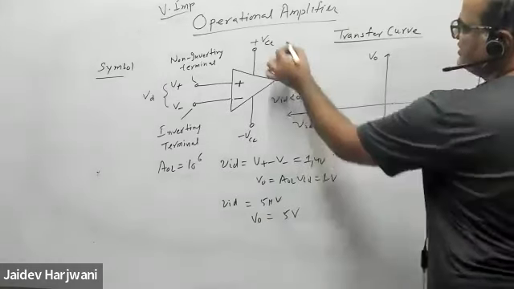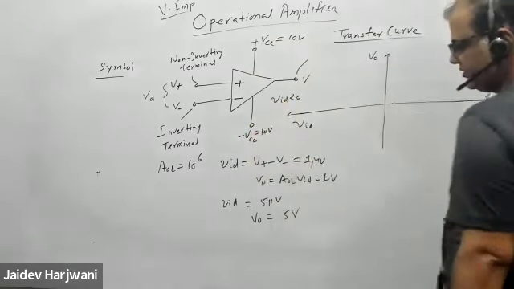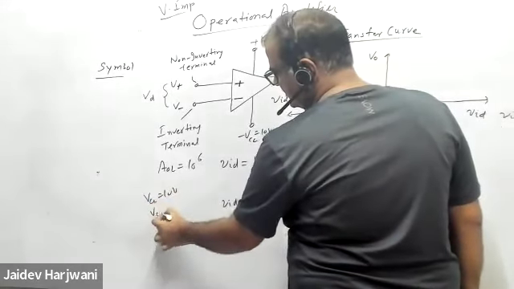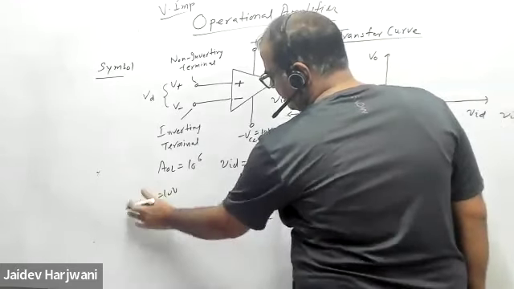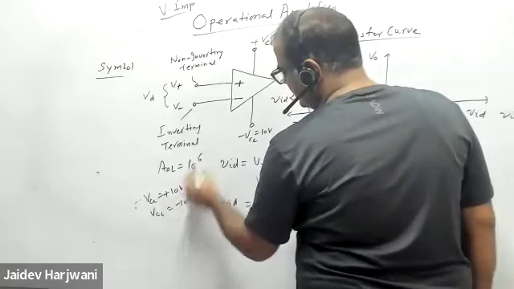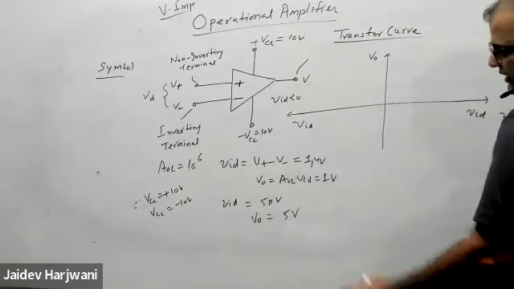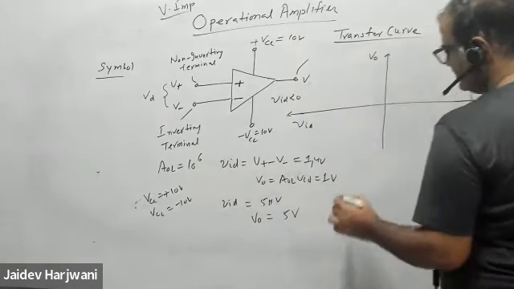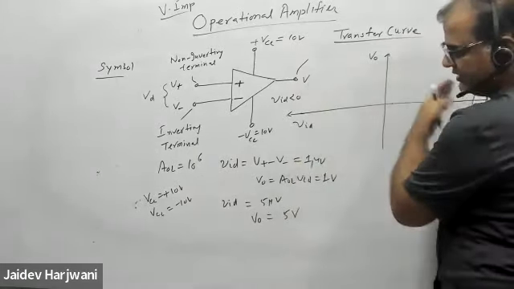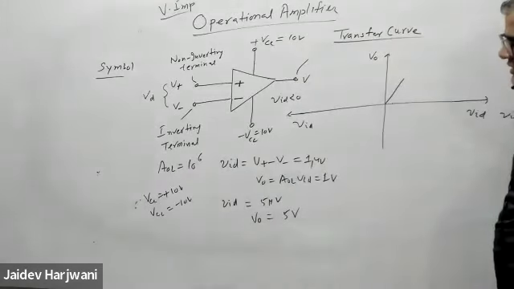Now say VCC is 10 volt. VCC plus is plus 10 volt, and this is minus 10 volt here. Now difference I'm applying is 5 microvolt, I'm getting 5 volt. If I apply 6, I get 6 volt, I get 7, I get 7, I get 8, I get 8. That is a linear relation. VID versus V naught is a linear relation.